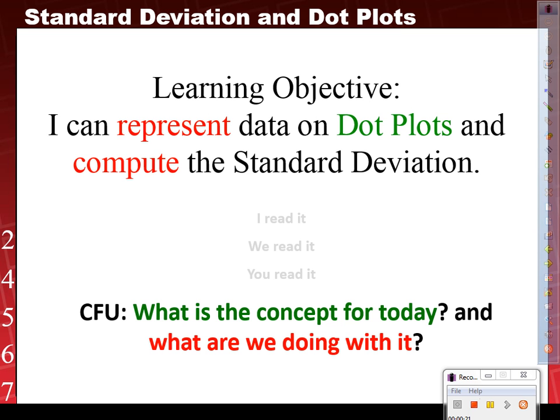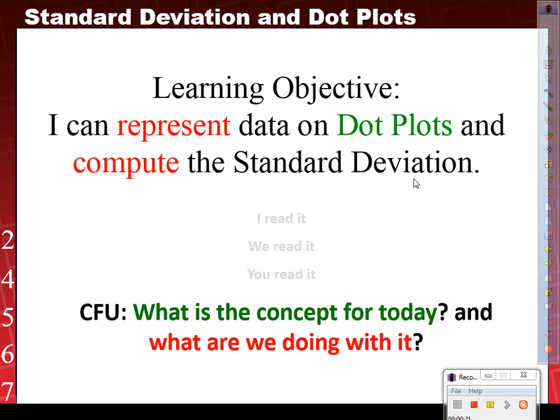So our objective for today: I can represent data on dot plots and compute the standard deviation. Let's read together. 1, 2, 3. I can represent data on dot plots and compute standard deviation. Let's read it again. 1, 2, 3. I can represent data on dot plots and compute standard deviation.